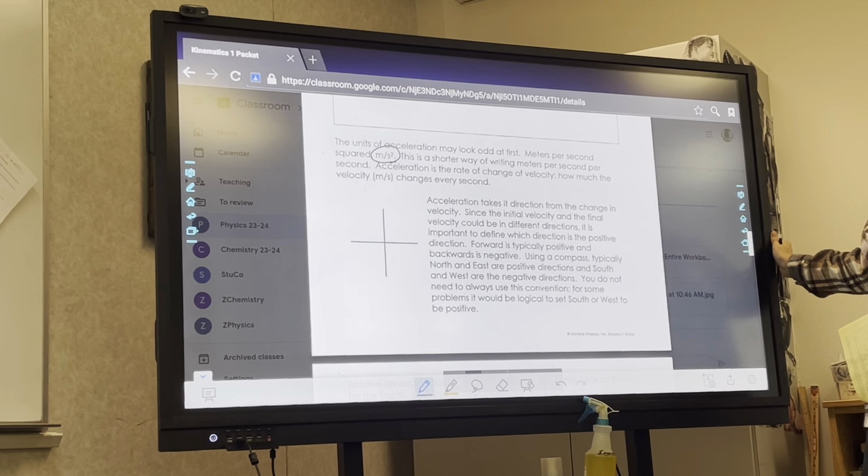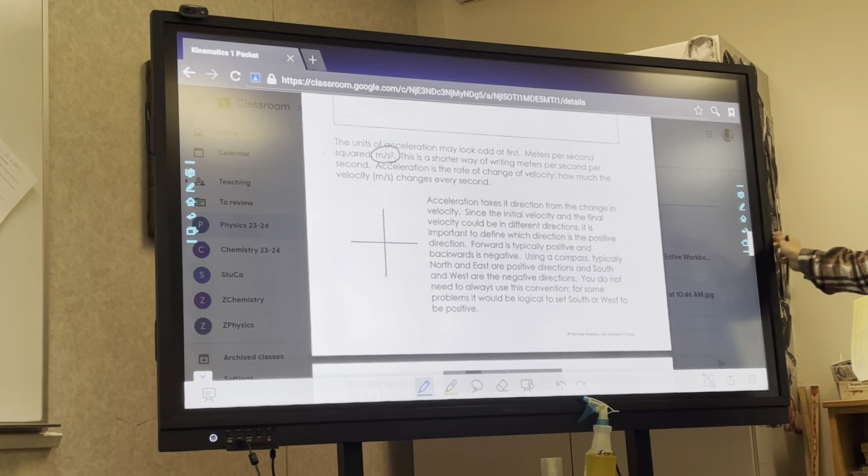Acceleration takes its direction from the change in velocity. Since the initial velocity and the final velocity could be in different directions, it is important to define which direction is the positive direction. Forward is typically positive and backwards is typically negative. Using a compass, typically north and east are positive directions and south and west are negative directions. You do not need to always use this convention, but for some problems it would be logical to set south or west to be positive.